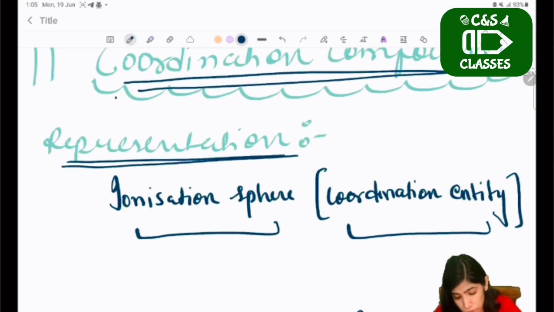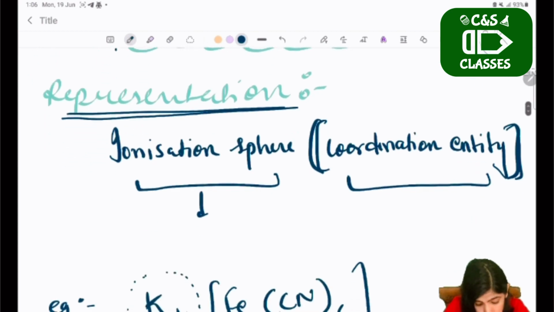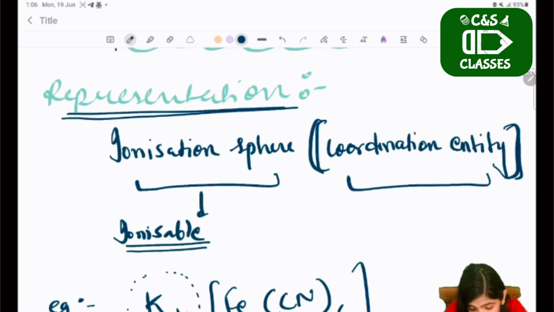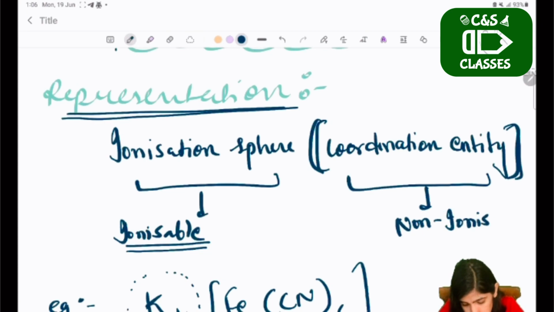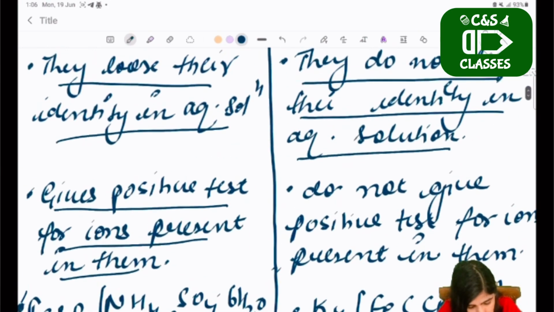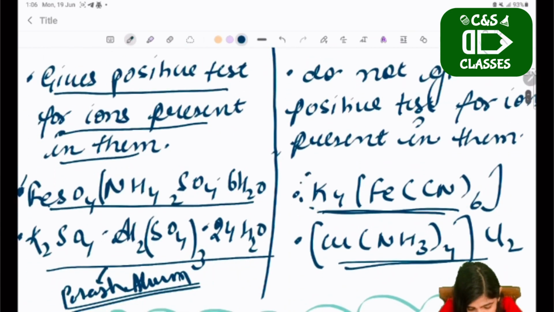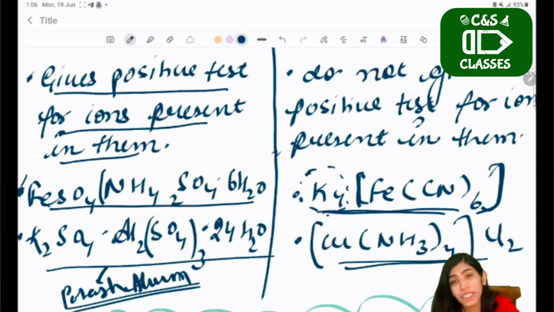The molecules which are written inside the bracket are called the coordination entity, and the molecules written outside the bracket are called the ionization sphere. As the name indicates, this ionization sphere is ionizable, while this coordination entity is your non-ionizable part. Sometimes this coordination entity is also called the coordination sphere. For example, here, in the example of K4[Fe(CN)6], this part is your ionization sphere, while this bracket part is your coordination entity.